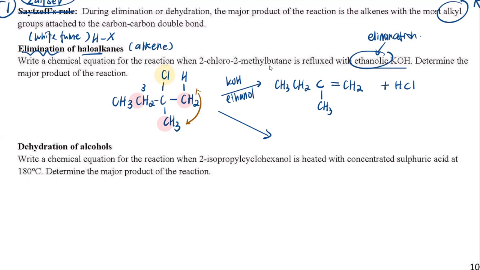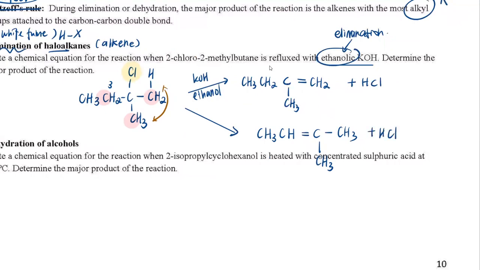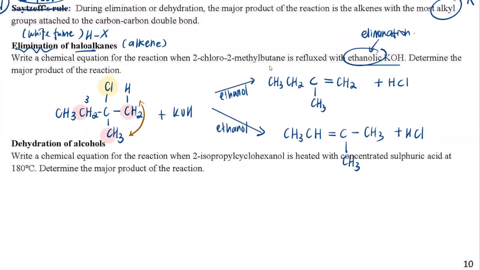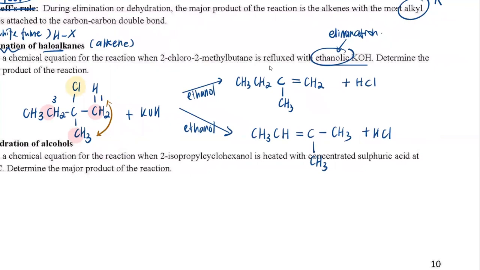So let's see. The compound formed will be something like this. Take out 1 hydrogen, form double bonds, and form CH3CH, something like this, plus HCl. So if I take hydrogen from carbon number 1, I will form A. This one is B.